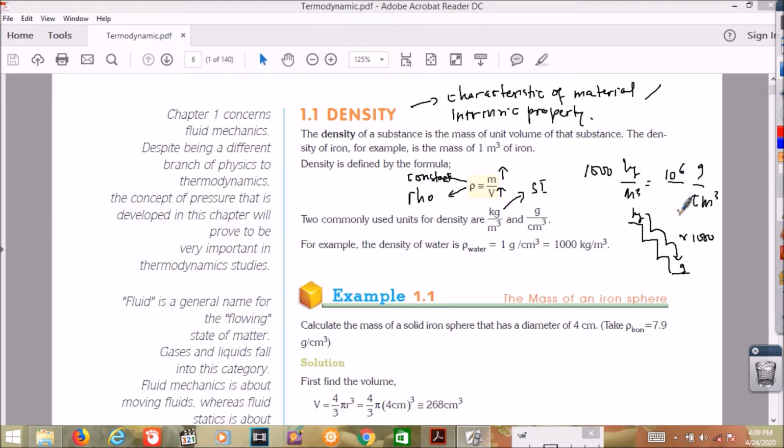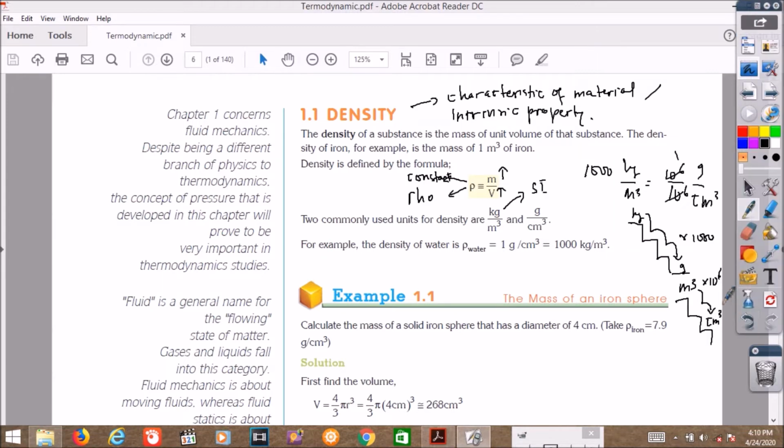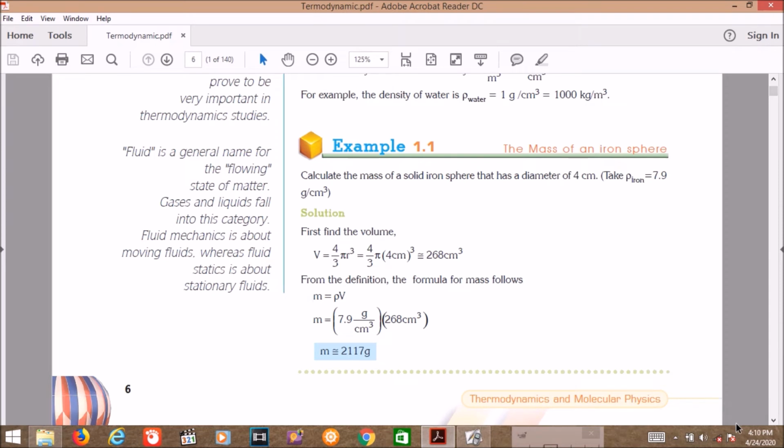Then over meter cube to centimeter cube. It moves down 2 steps. Meter cube to centimeter cube, this one moves down 2 steps, 1, 2. If you move down 2 steps for volume units, this time multiply by 10 power 6. So in here 10 power 6, if you cancel, becomes 1 gram per centimeter cube. I hope you can understand this because this one is easy. Okay, let's continue. There is an example 1.1.